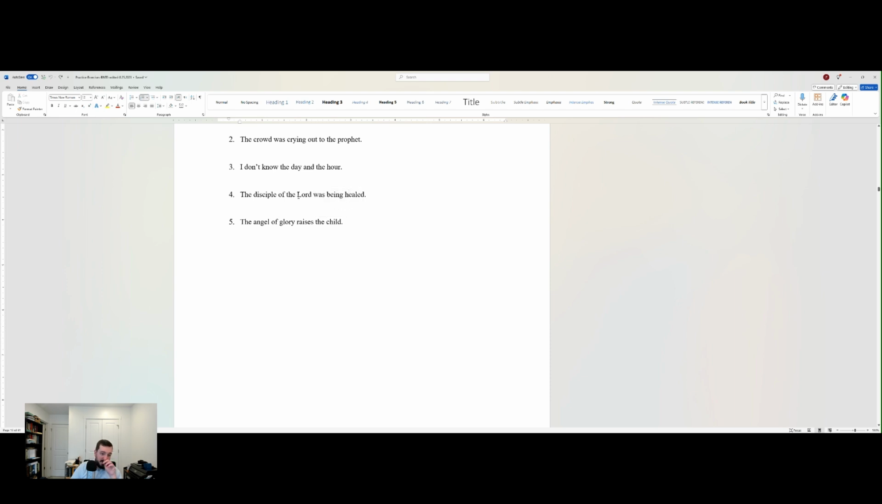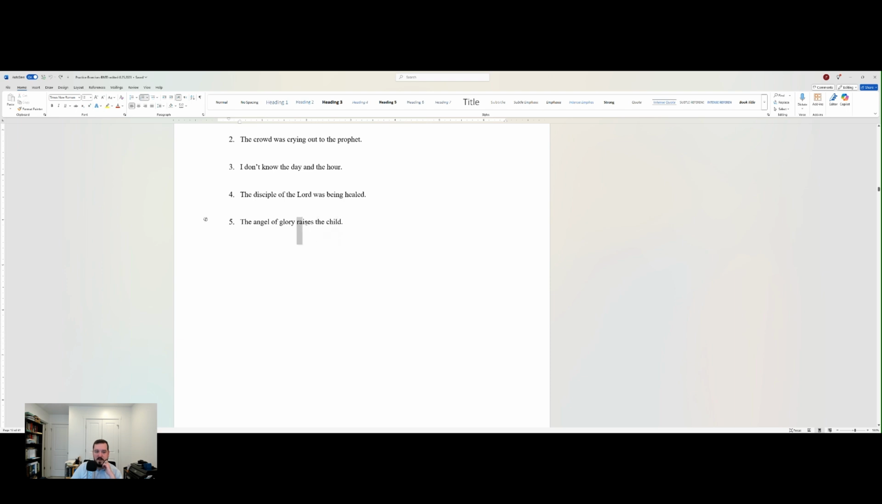Now our last one, the angel of glory raises the child. We know our subject's going to be ho angelos, and it's going to be tes doxes. It's going to be our modifier here. And then we know our object's going to be to teknon, rather. Tekna would be plural, but to teknon would be singular. The angel of glory, so ho angelos tes doxes. We know it's going to be to teknon.